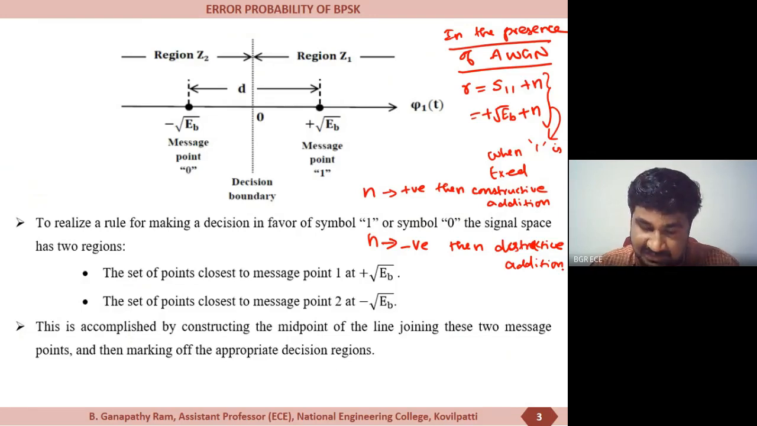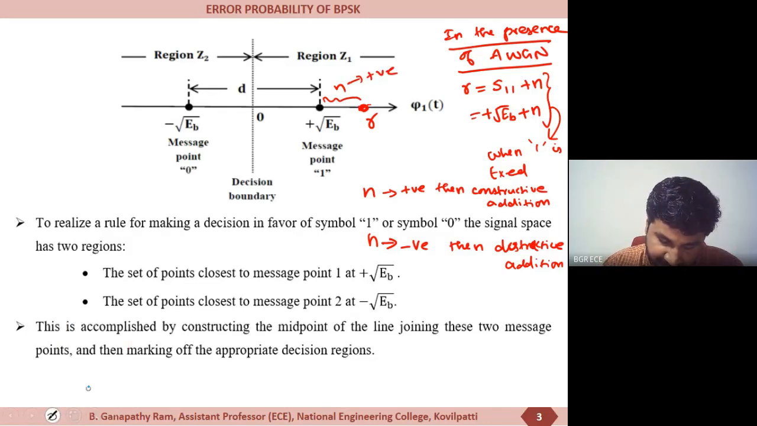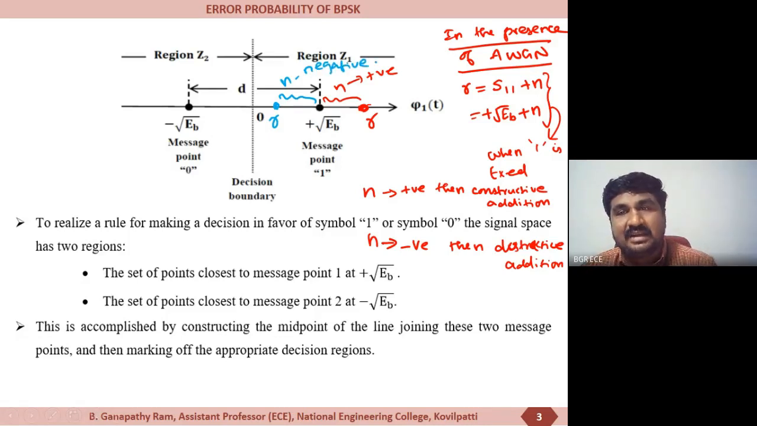In the case of constructive addition, R will be located here. If this is the space of N, then R will be located at plus square root of Eb plus N. Suppose N is having constructive addition. If N is positive, this will occur. If N is negative, then R will be located here in the case of when 1 is transmitted.